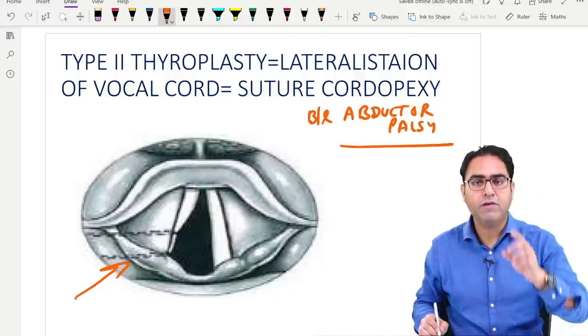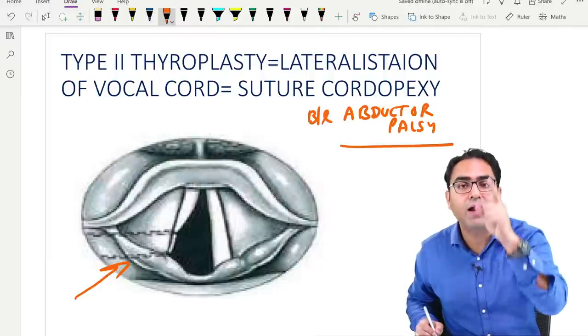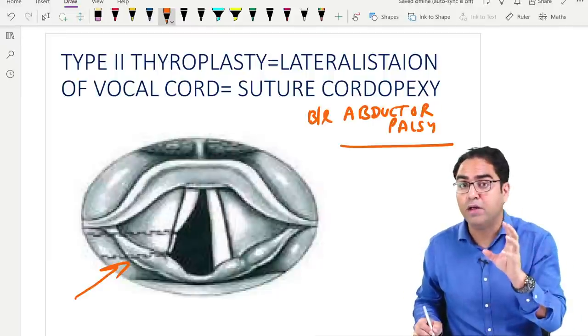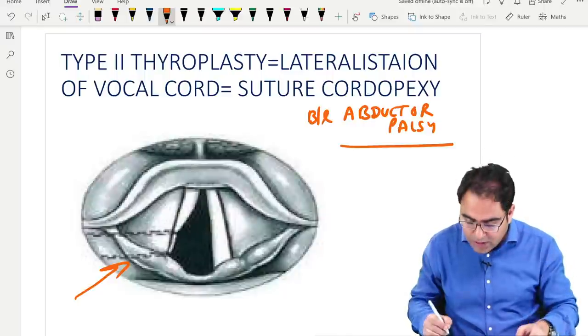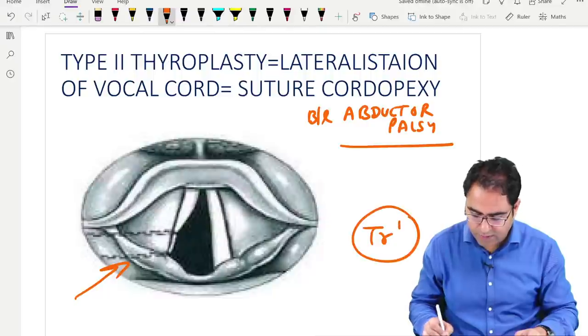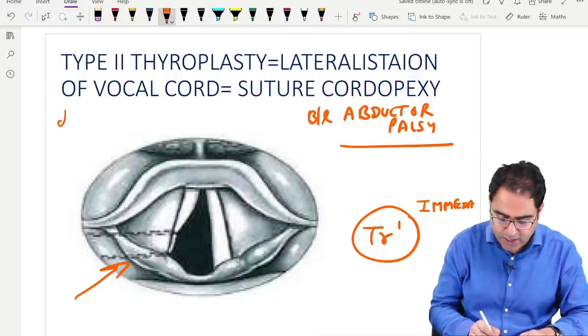My dear friends, if they ask you this question, what is the immediate treatment of bilateral abductor palsy? Immediate treatment. This is not the immediate treatment. Immediate treatment is life-saving treatment. Immediate treatment will be tracheostomy, beta. Am I clear, beta? No confusion over there. Immediate treatment will be tracheostomy. This is the definitive treatment, beta.